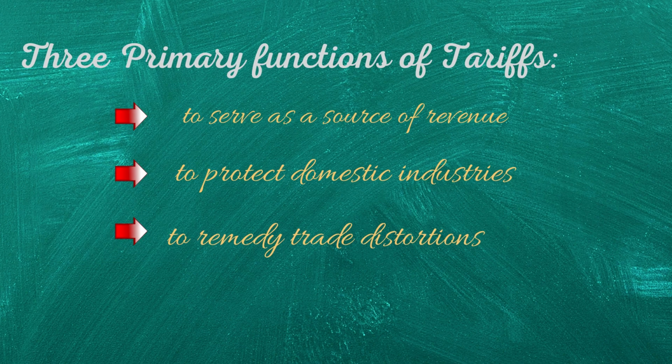Now, what are the functions of tariff? Tariffs have three primary functions. These are to serve as a source of revenue, to protect domestic industries, and to remedy trade distortions, which is also known as the punitive function. The revenue function comes from the fact that the income from tariffs provides governments with a source of funding.